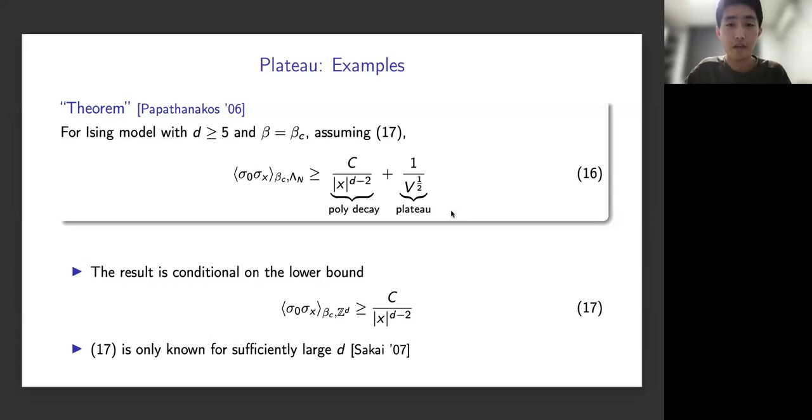However, this lower bound is conditional on the infinite volume lower bound of the two-point correlation function. And that is the reason why I put the theorem inside the quotation marks, because in the original paper, in his graduate PhD thesis, Papathanatos didn't realize that the condition on the lower bounds of the infinite volume two-point correlation function is required.